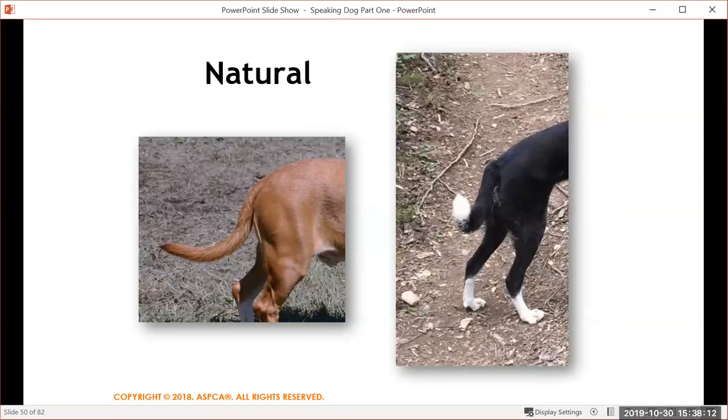So natural position for a dog. Some dogs have naturally high set tails. So anything that we're talking about with tails is relative to their natural position. And tail position and wagging are complex aspects of dog body language and often can't be interpreted, again, as strong indicators of likely behavior unless you see the whole picture.